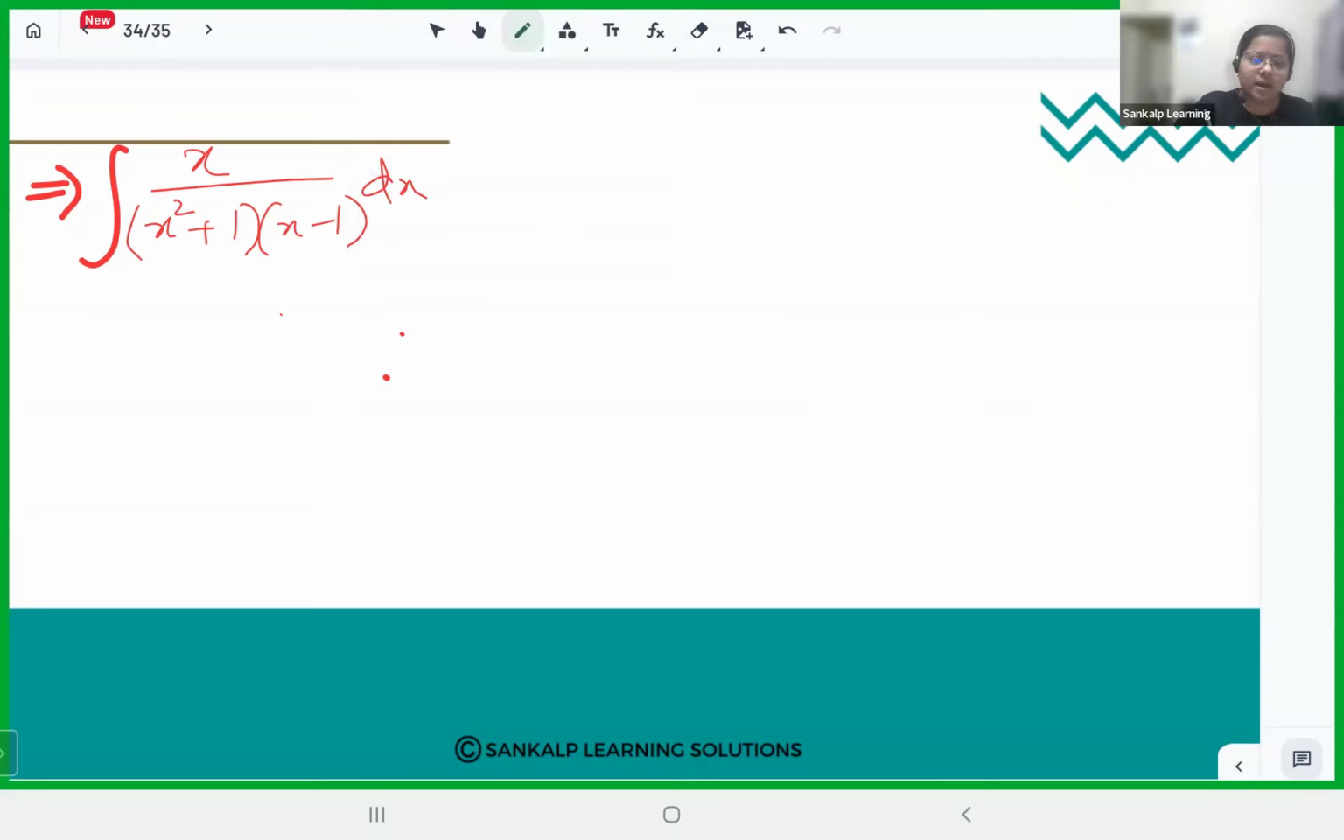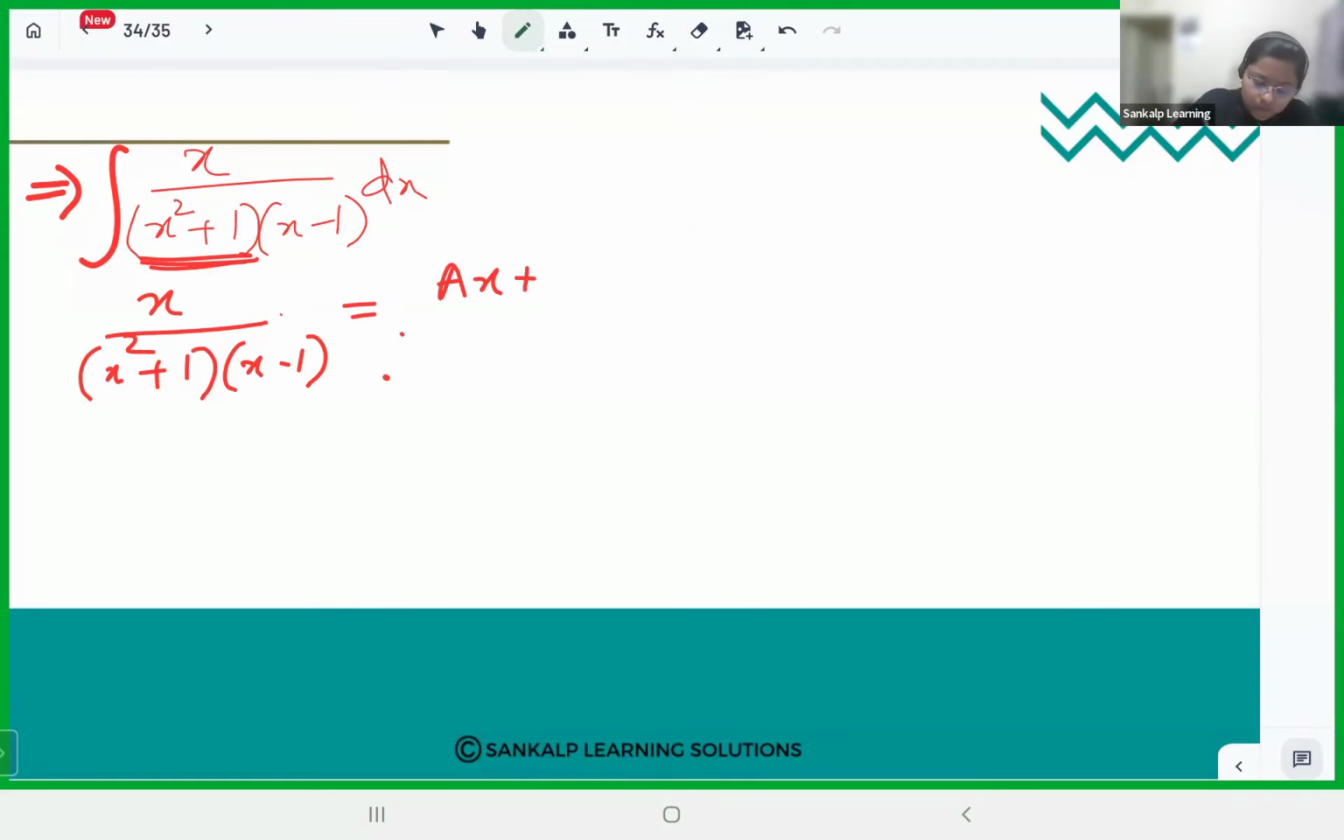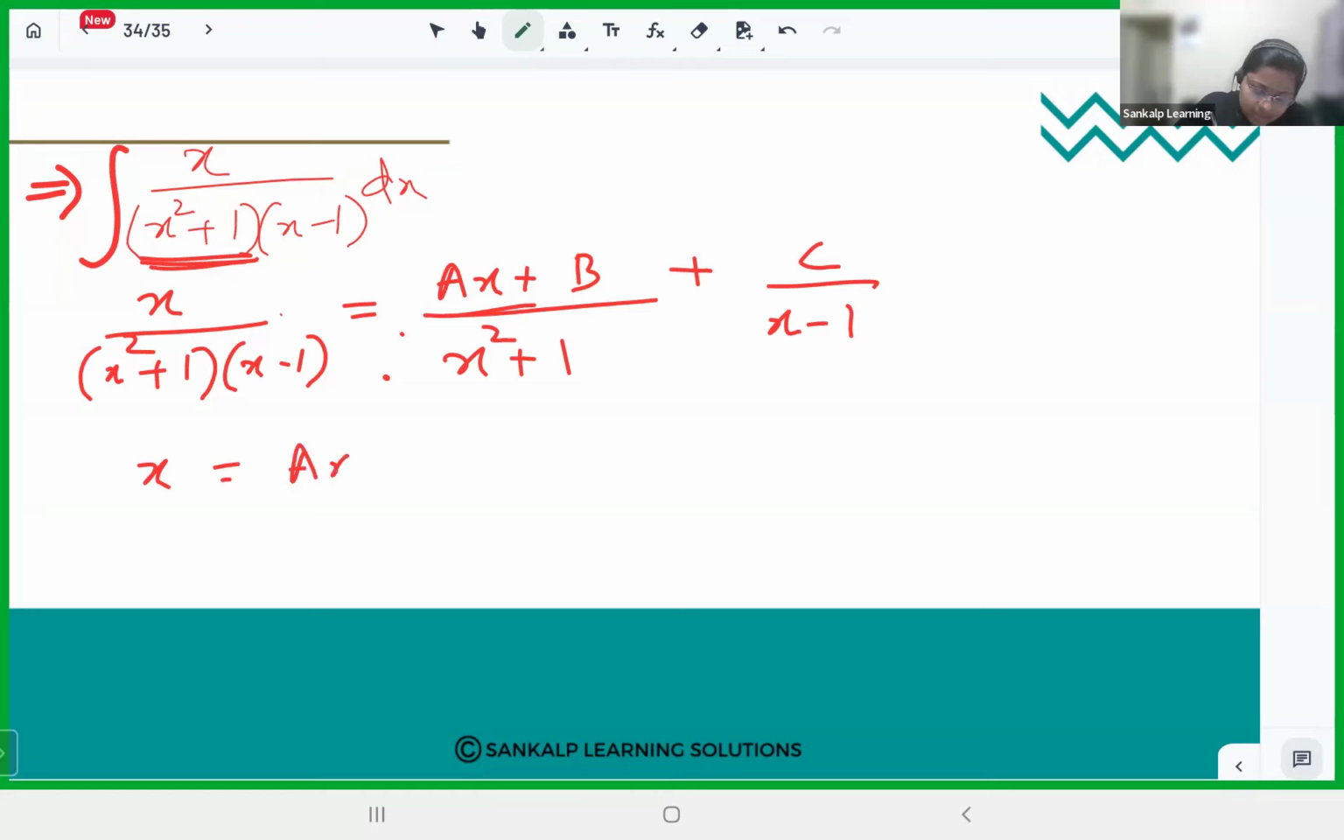Integral x by (x square plus 1) into (x minus 1) dx. Okay, so x by (x square plus 1) into (x minus 1) is equal to, we can split this as, actually this is a second degree polynomial, right? So how will you split it into partial fractions? (Ax plus B) by (x square plus 1) plus C by (x minus 1). This is how you have to split it. Now x is equal to (Ax plus B) into (x minus 1) plus C into (x square plus 1). Okay, now what you have to do?